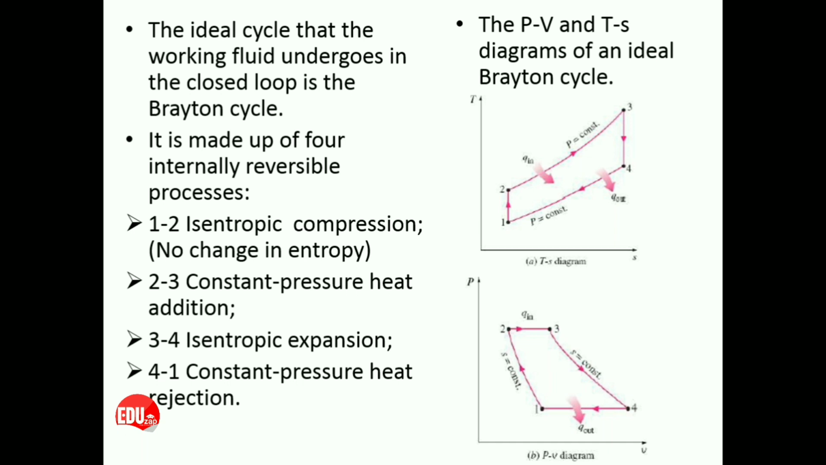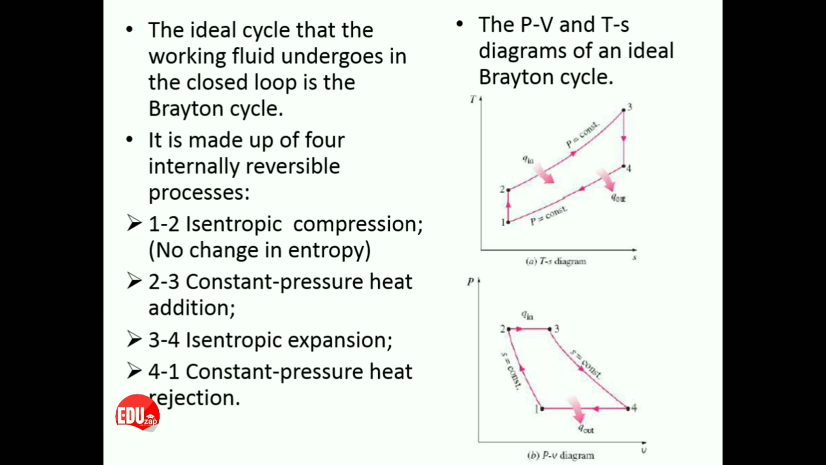You can see here that heat is added in this process. Now coming to the third process, that is 3 to 4, it is also a vertical line and it is also an isentropic process, and it is an expansion process also. Now coming to the fourth process, that is process 4 to 1, it is a constant pressure process and heat is rejected here.